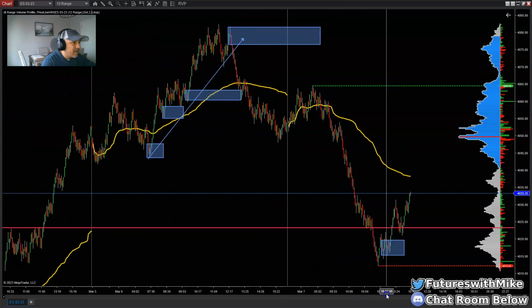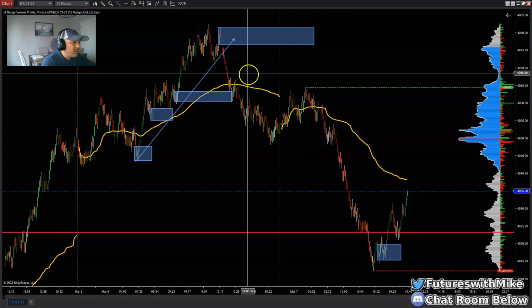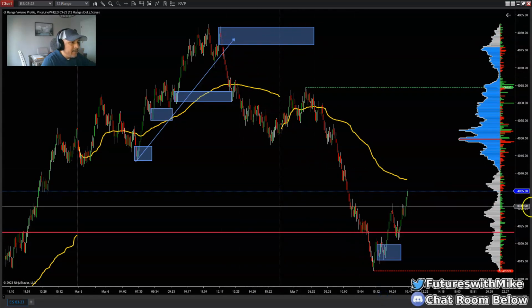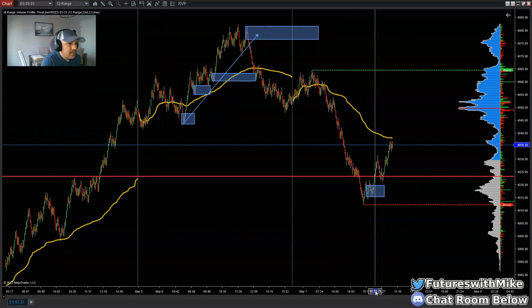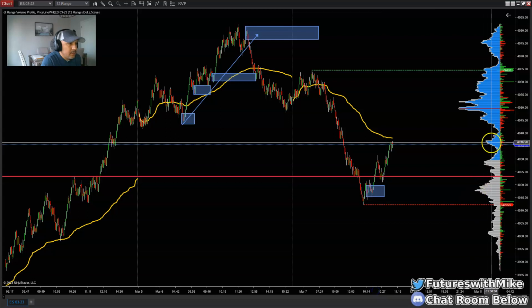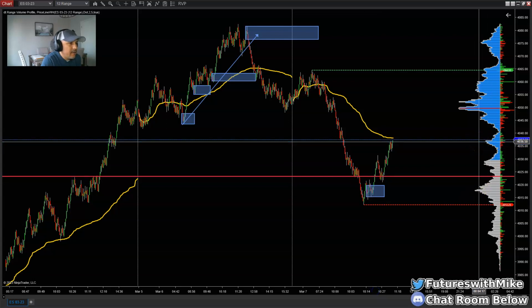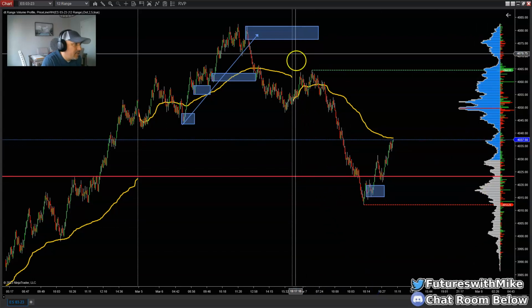I mean, it's at an area now, to be honest with you, to where it can run all the way back up to the upside here. So the market is, be careful, because we are approaching a high volume area right here. Market may want to continue pushing to the upside here.